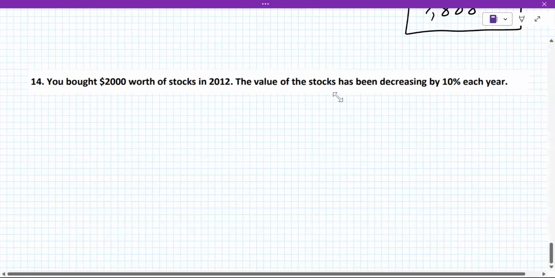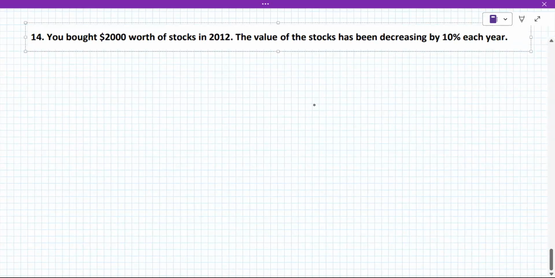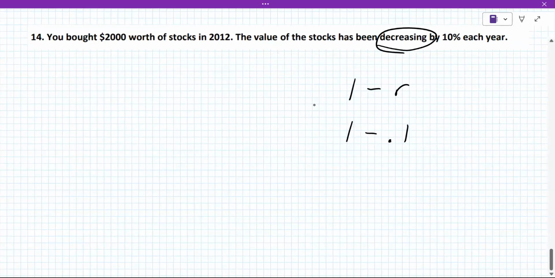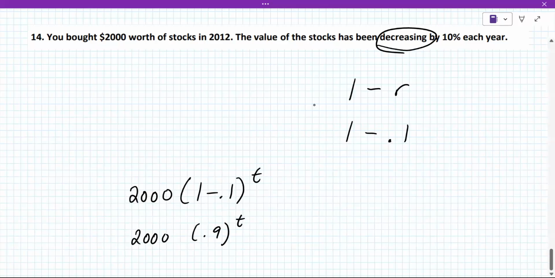Okay, so let's look at another problem here together. We'll look at just a quick decay problem because things do go down. We don't necessarily think of like population decaying, but they do. Money also decays. You might see that or heard your parents talking about that in the stock market. So when you decay, when you decrease, it's 1 minus r. So in this problem, it's 1 minus 0.1. So you start with 2000, but it's 1 minus 0.1 to the power of t, or 2000 times 0.9 to the power of t. Something like that.